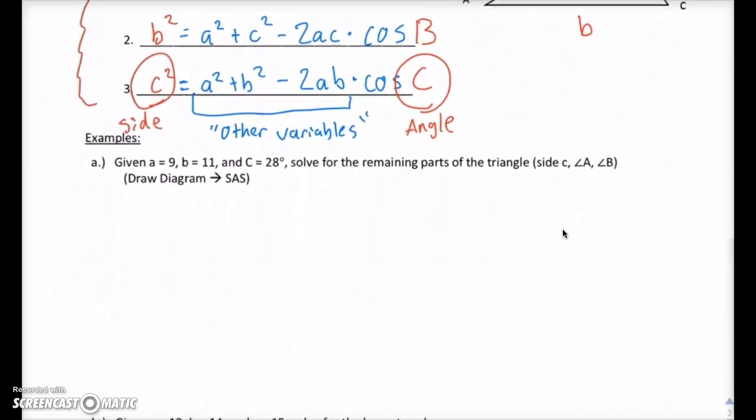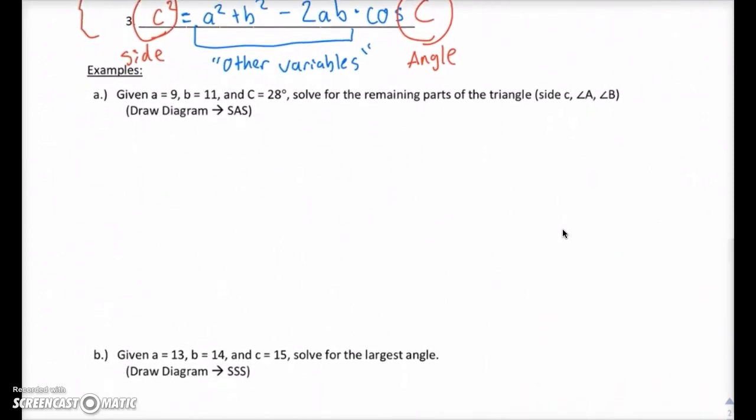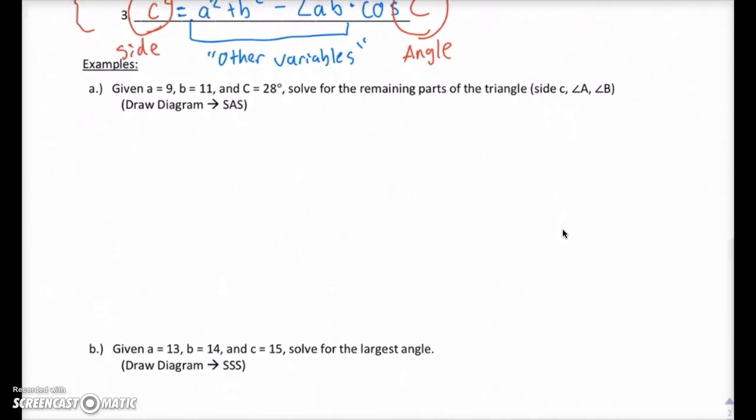So let's get a little practice with this. Reading the first example here: given a equals 9, b equals 11, and capital C equals 28 degrees, solve for the remaining parts of the triangle, which are these three right here. So let's start off by just drawing the diagram. Draw a little sketch here.